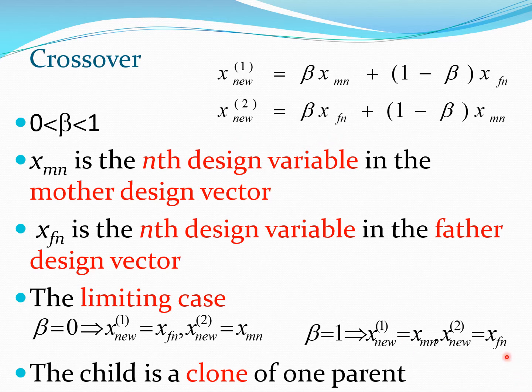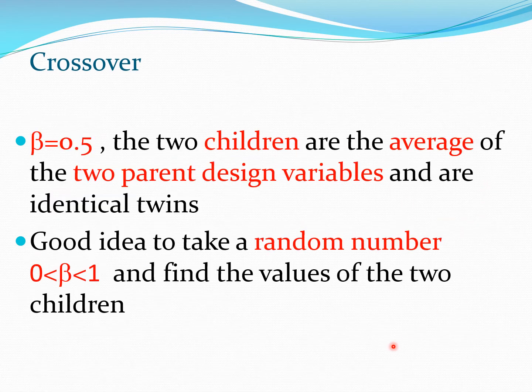So these are the two limiting cases, and in these cases you see that the child essentially becomes a clone of the mother or father situation. So the interesting cases are going to be when beta is somewhere between 0 and 1 and not at the ends. If beta is 0.5, you can do the calculation and you can find that the two children are the mean value of the two parent design variables. So that's also a reasonable choice in some cases. But the best results you will get if you use a random number beta between 0 and 1, typically a uniform random number, and take the values of two children.